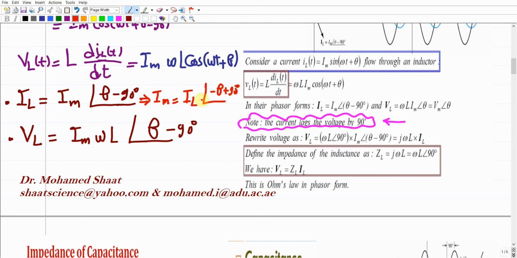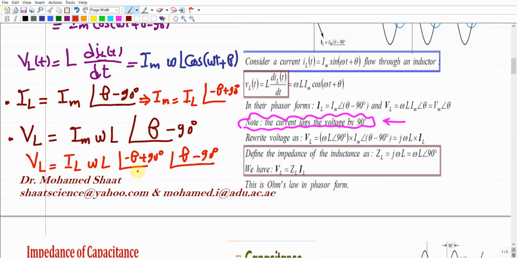Then your objective is just to substitute for this thing and to replace the IM. So this is gonna give us VL will be, the new IM is gonna be IL times omega L times the angle which is negative theta plus 90 times another angle which is theta negative 90.